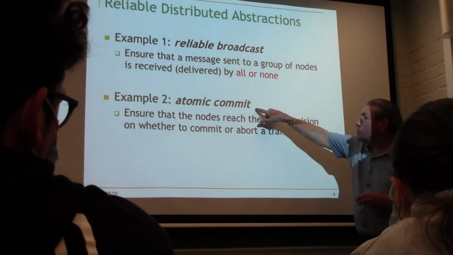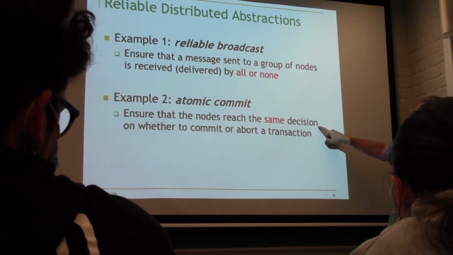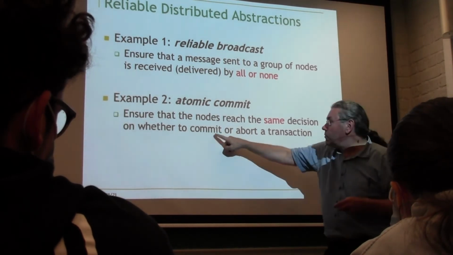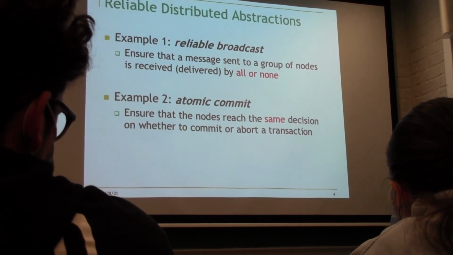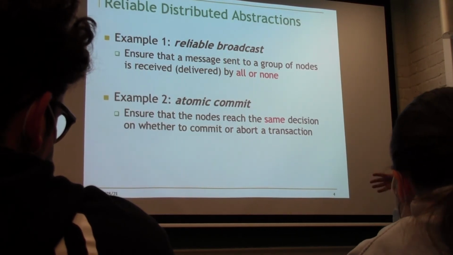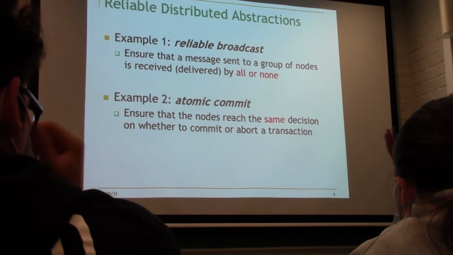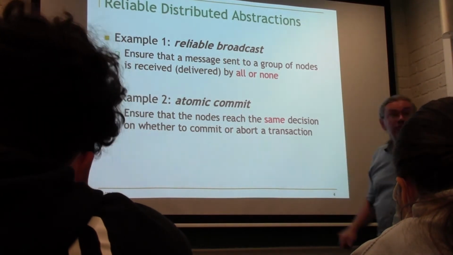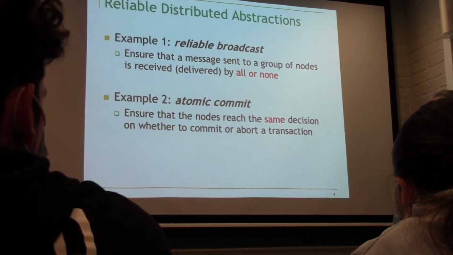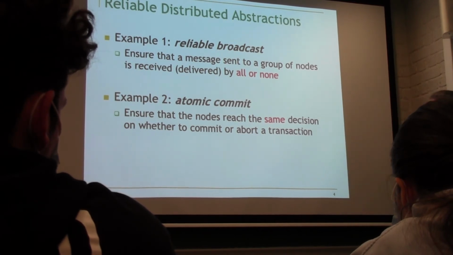So the second example is atomic commit. The nodes have to reach the same decision. Here it's whether to commit or abort a transaction. You know, a transaction has to be coherent. So if many nodes do the same transaction, either they all do it or nobody does it. So they have to agree, all of them commit or all of them abort. Okay? So that's a consensus problem.